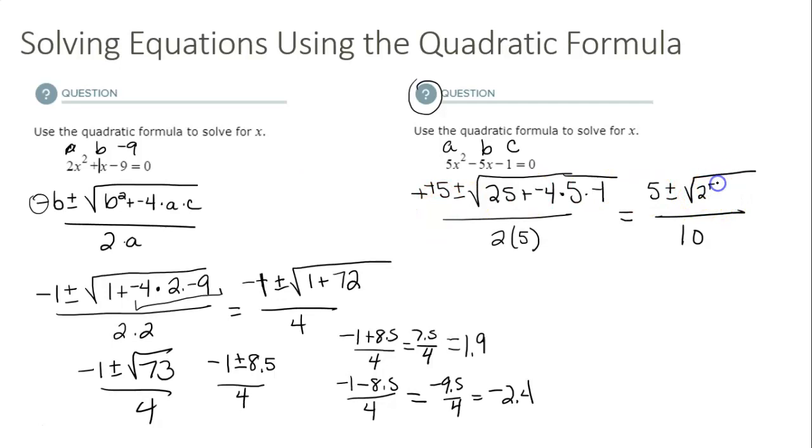You should have brought over the 25. Negative 4 times 5 is negative 20. Negative 20 times negative 1 is positive 20. And then we simplify what's inside the square root, so that gives me 5 plus or minus the square root of 45 divided by 10. You see if you can use your calculator to find the square root of 45. Go ahead and pause the video and try that now.